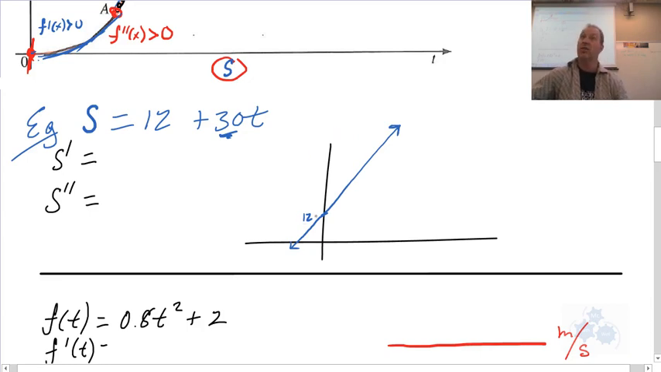30? Yeah, the slope of all the tangent lines is 30 because it's a straight line. So the first derivative should be 30. And is it? Yes. 0 plus 30. It is. Okay, so hopefully that makes sense.